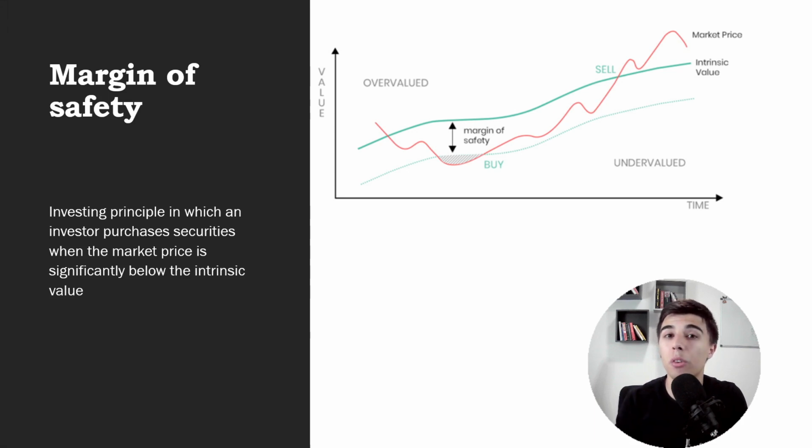This one is all about the margin of safety. It is an investment principle in which we as investors would only buy securities when the market price is significantly below the intrinsic value. And it sounds simple, and it is simple, but it is something that is used by many super investors, Warren Buffett being one of them. So we're going to take a look at why margin of safety is relevant and how we can apply it.